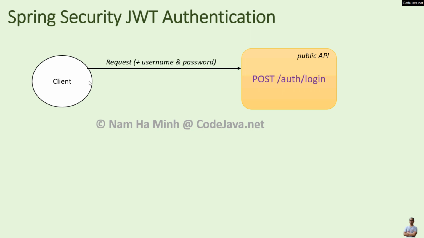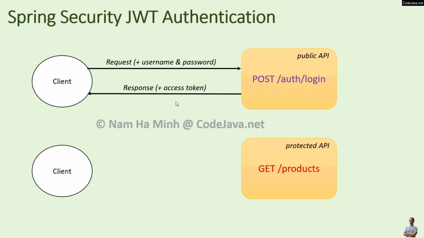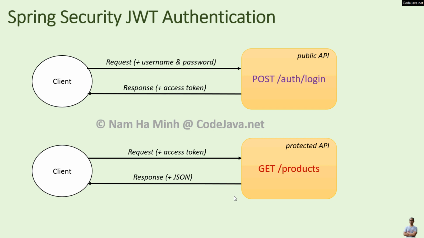For example, a client sends a request that includes username and password to the Authentication API. If the authentication is successful, then the API generates an access token, which is attached to the response. The access token here is a JSON Web Token. And then to invoke a protected API, the client must put the access token along with the request. And if the token is verified, the API returns a response normally as the client was authenticated.